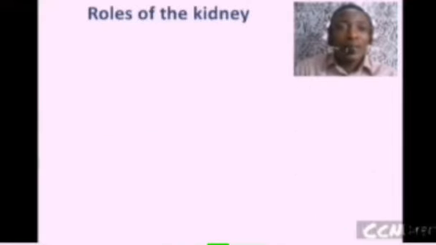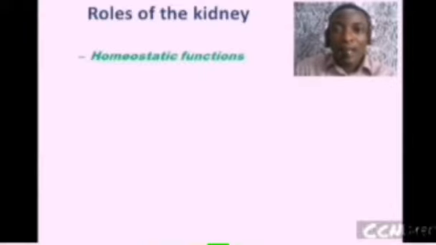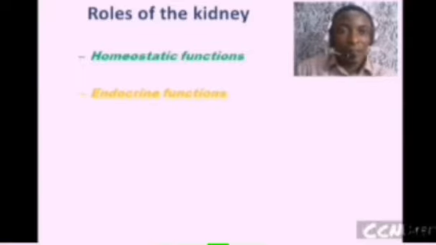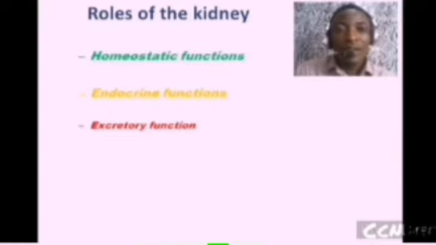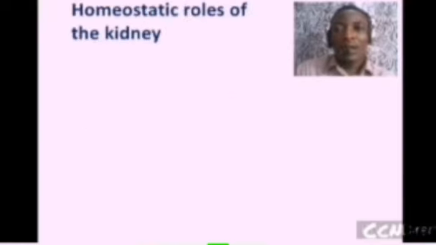Now, to make things easy, I'm going to categorize the functions of the human kidneys into three. The first part is the homeostatic functions of the kidney, then we'll look at the endocrine functions of the kidney, and then finally the excretory functions of the kidney. The homeostatic roles of the kidney.